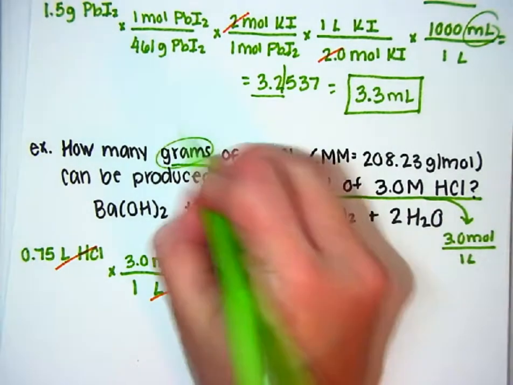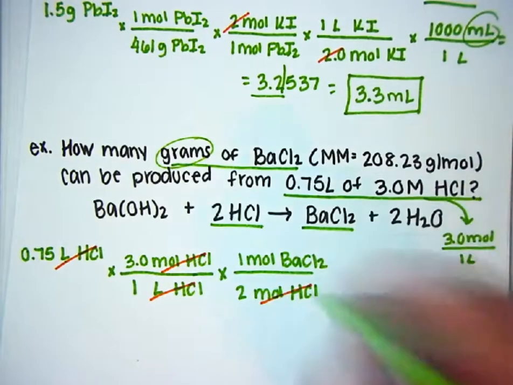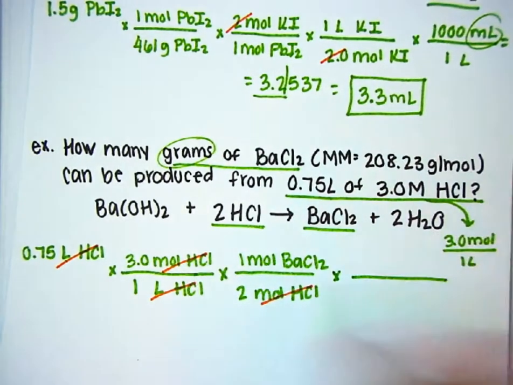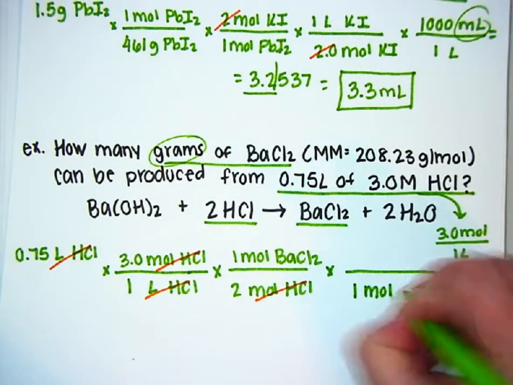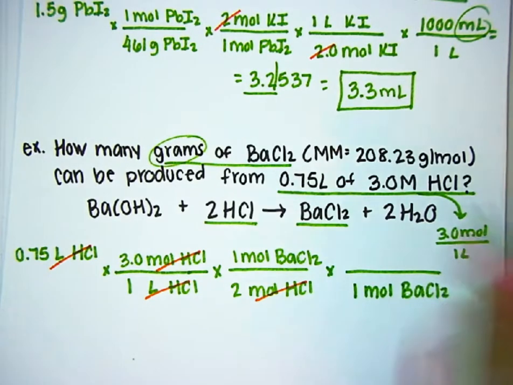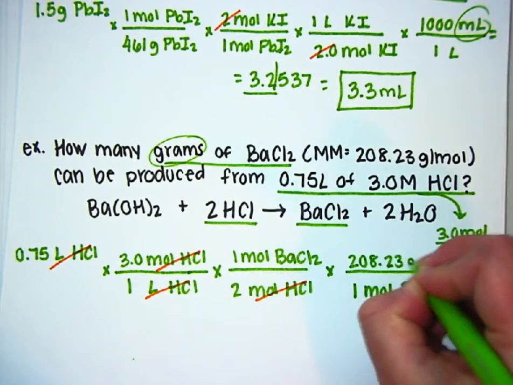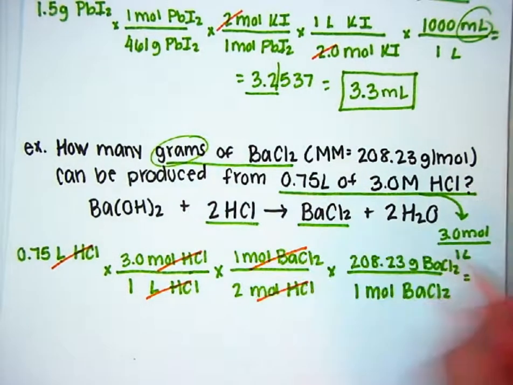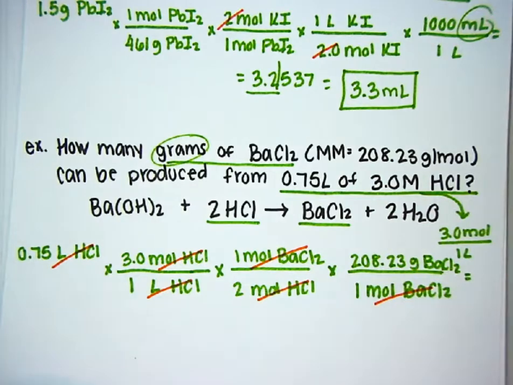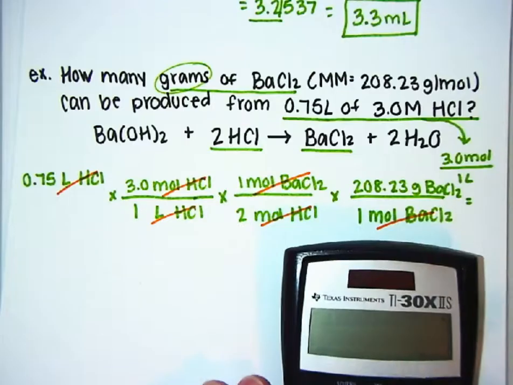Lastly, I need grams. The only way I can go from moles to grams is by plugging in my molar mass. Again, we want our units to cancel, so moles will go in the denominator. Per every 1 mole of barium chloride, I have 208.23 grams. Moles divided by moles cancel, and we would be left with grams. Let's plug this in and see what we get.